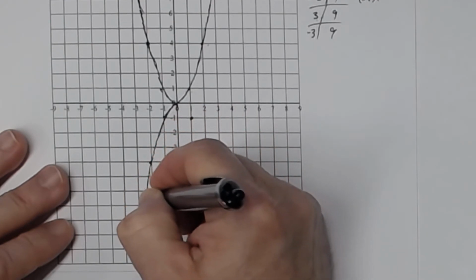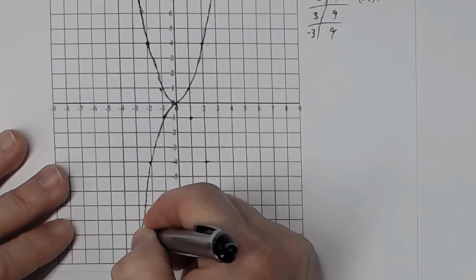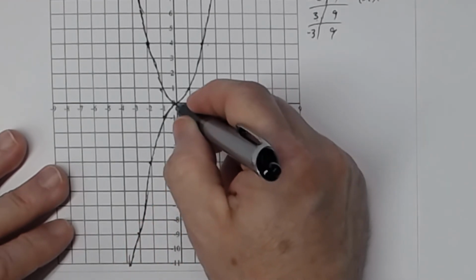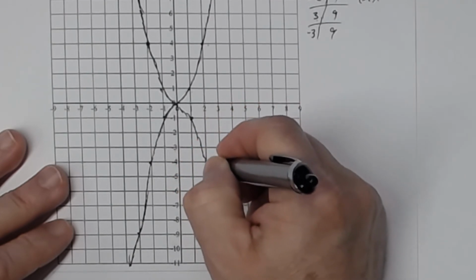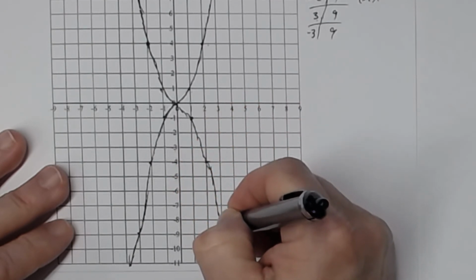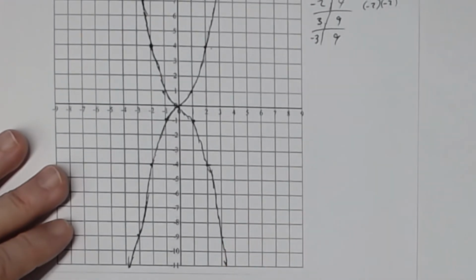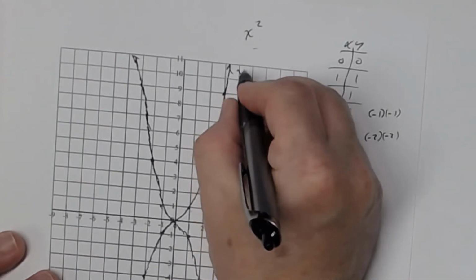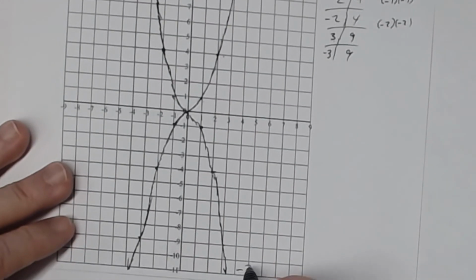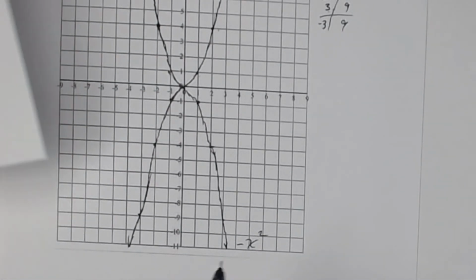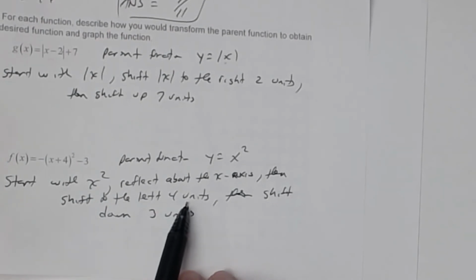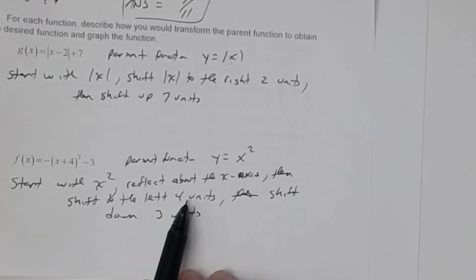Take your time. It could look a little bit better here. Look something like this, and then do the same thing on this side, just like this. Okay. All right. So that right here, and by the way, label this. So this is x squared. This will be negative x squared, right? Okay. Then we're going to shift it to the left 4 units.